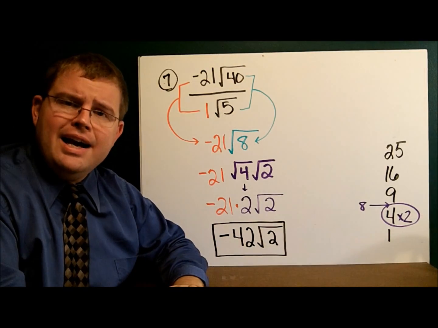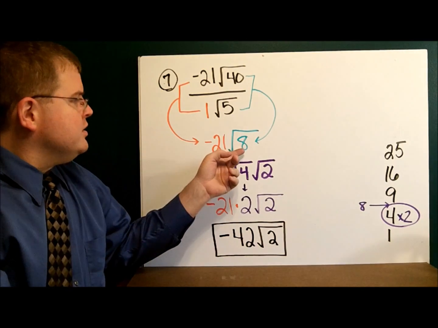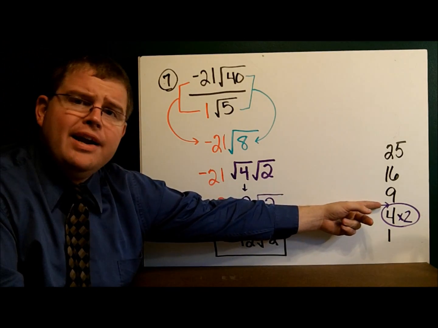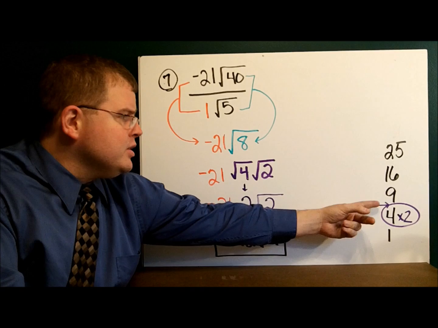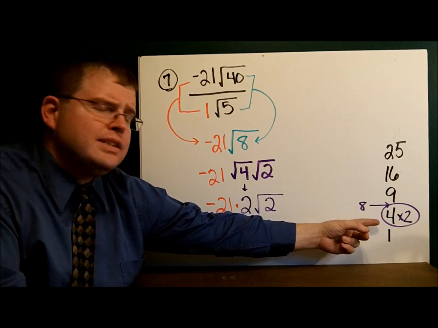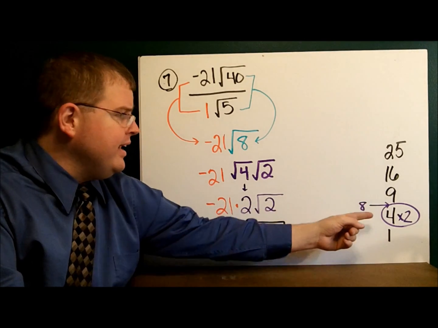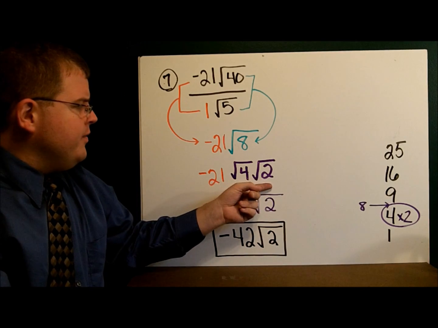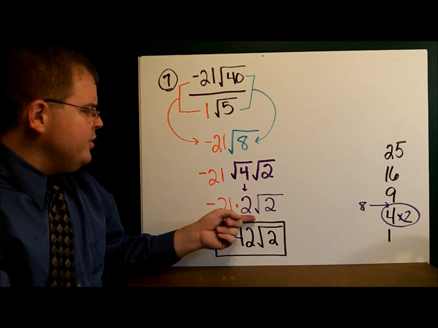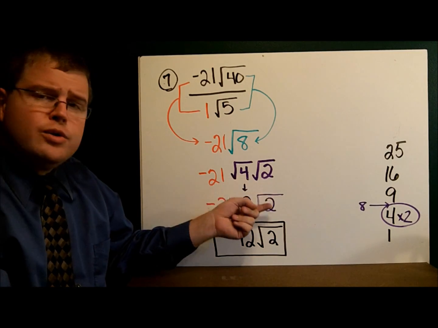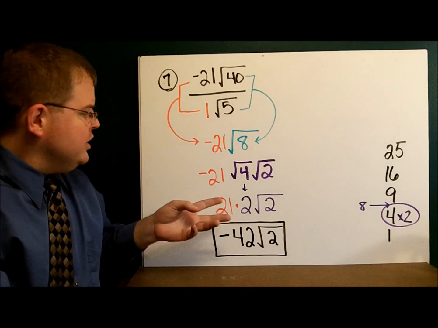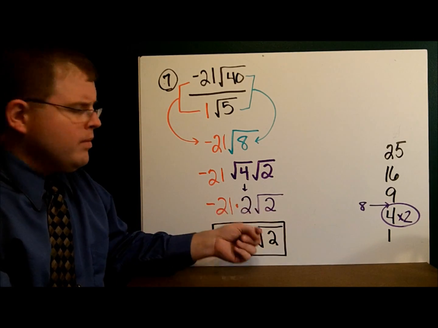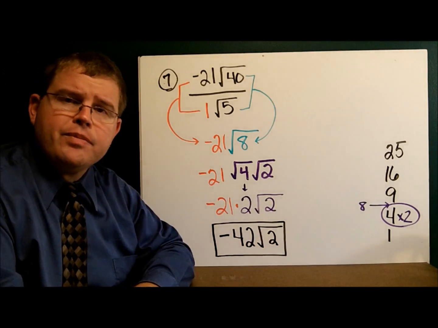Now, finally, I need to simplify my radical. Square root of 8. Let's see where that would fall on the list. It would be right here, but it's not there. So I'll go down from biggest to smallest to find out what goes into 8 evenly. 4 and 2. Square root of 4, square root of 2. Square root of 4 is simply 2. Square root of 2 does not simplify. So I have negative 21 times 2, negative 42, square roots of 2.